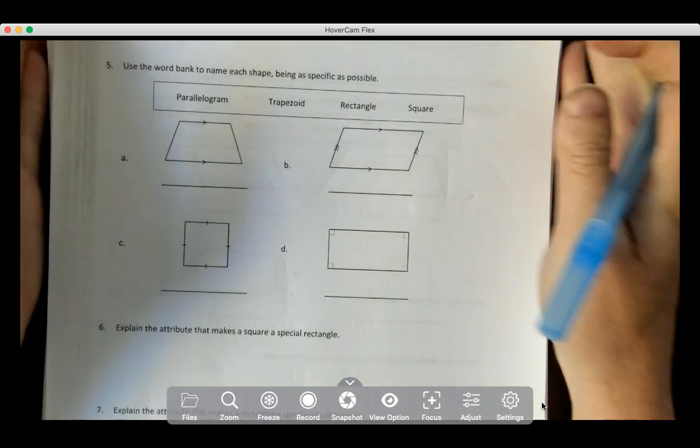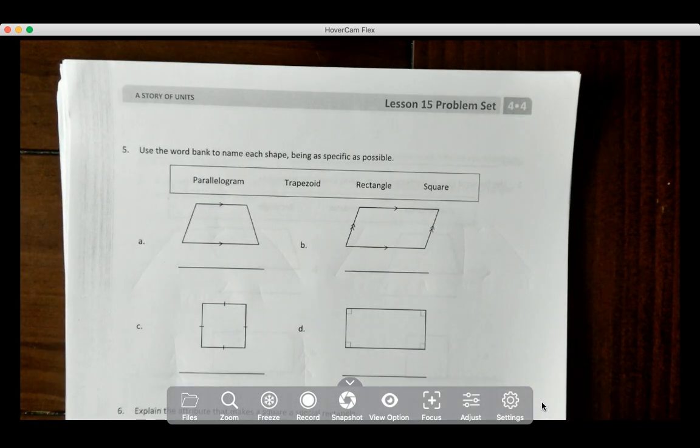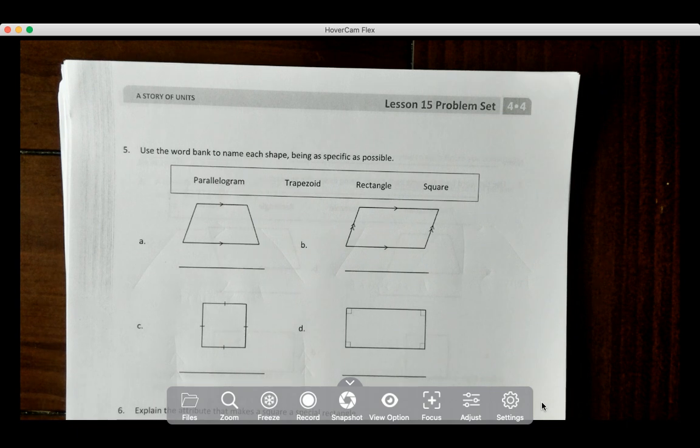Wednesday, June 3rd, and after today we only have one more lesson. So today we are talking about quadrilaterals, which are shapes with four sides, and we're going to do a little review before we go to number 6, 7, and 8.